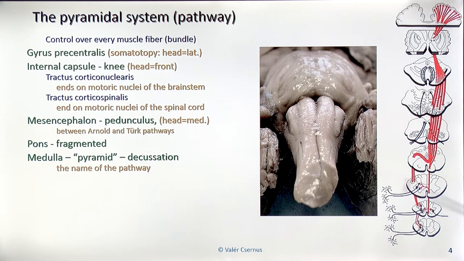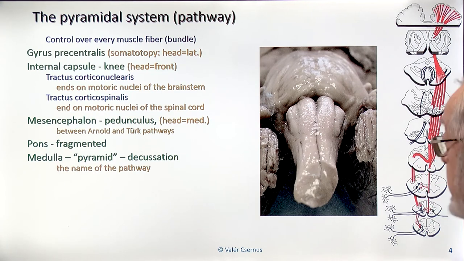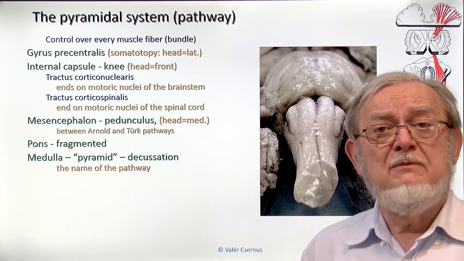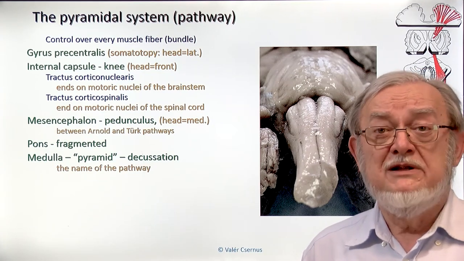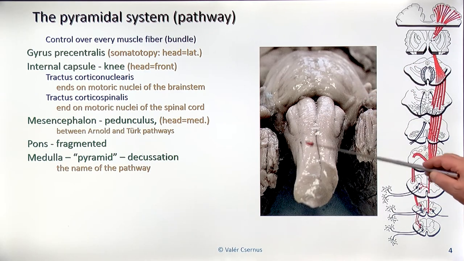By the way, the whole pathway got its name from this, not, as some books say, from the pyramidal cells. It was named the pyramidal pathway long before the pyramidal cells were discovered. The reason why it's getting narrower is that many of the fibers are crossing and going to the dorsal side, the opposite dorsal side. So whatever stays here becomes less, fewer and fewer.